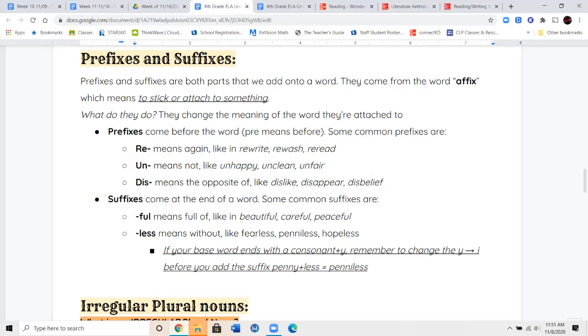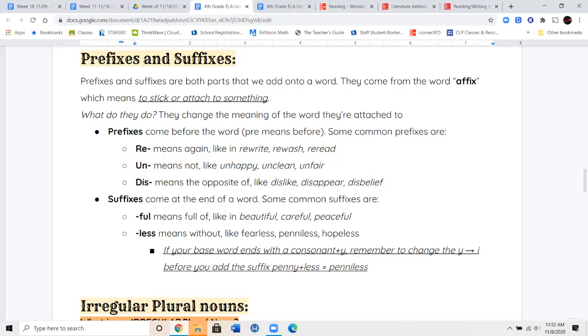Now your other suffix is less. Less means without something. So if someone is fearless, they are without fear. They don't have any fear. If someone is penniless, they don't have any pennies, like they don't have any money. Or if something is hopeless, they don't have any hope, or there's no hope in it.